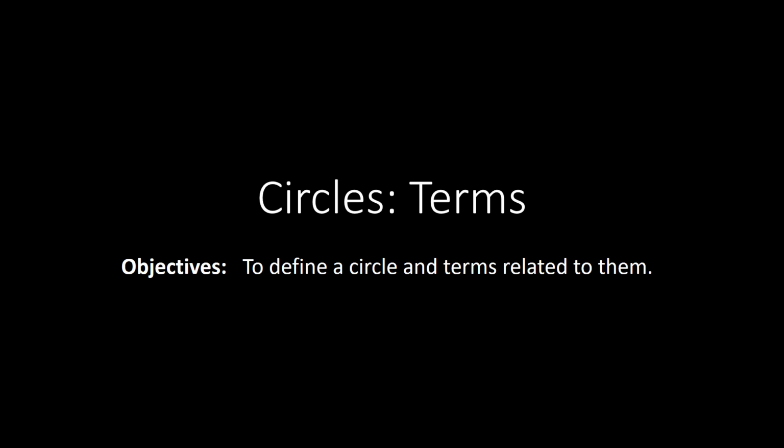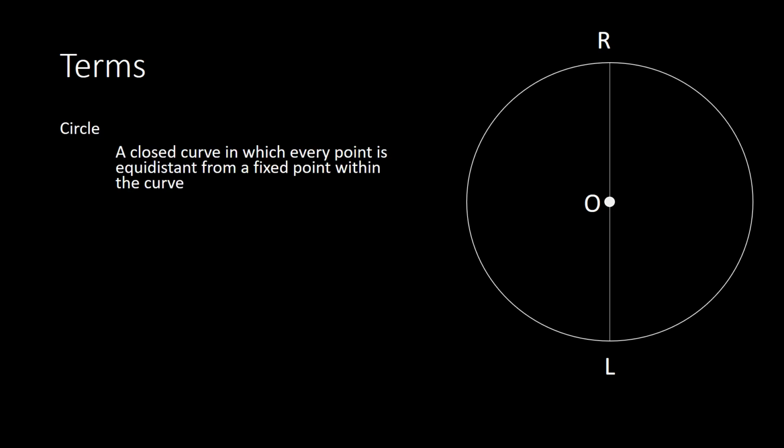In this lesson, we will define a circle and the terms relating to them. So beginning with circle, I think most people know what a circle is. But a definition of a circle is a shape in which every point is equidistant from a fixed point within the curve. And that shape needs to be a closed curve.